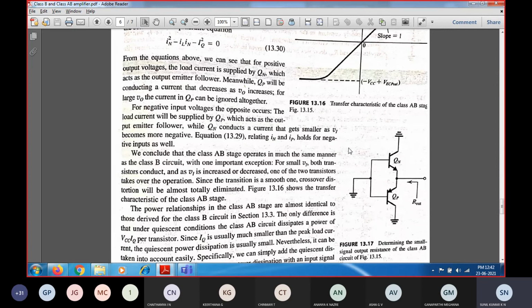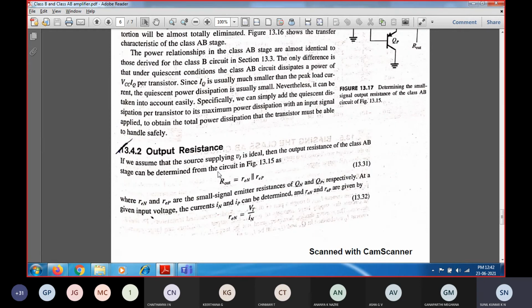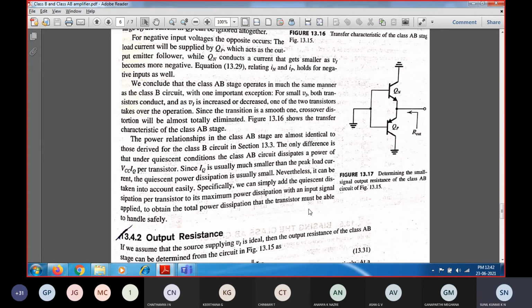Next important thing is that I need to find the output resistance. To find the output resistance, we are going to look across the emitter terminal. From the emitter terminal, you are going to take the output. So this is the output side. We have already seen how to calculate the output resistance of any particular amplifier.